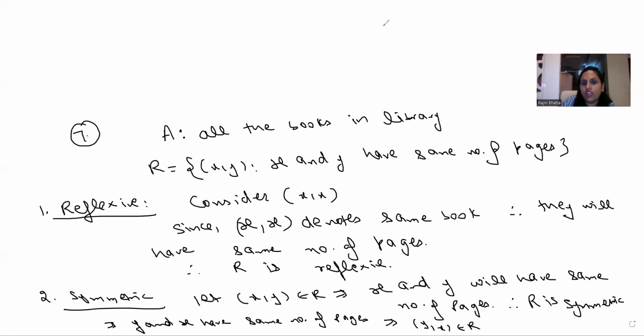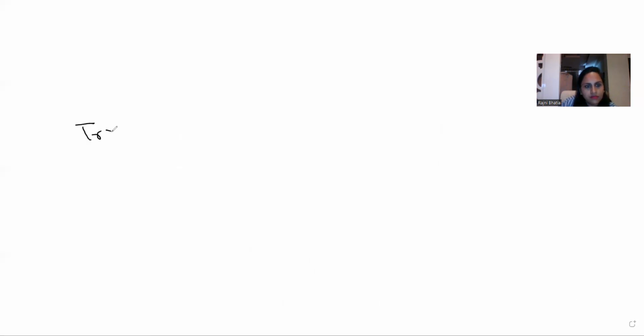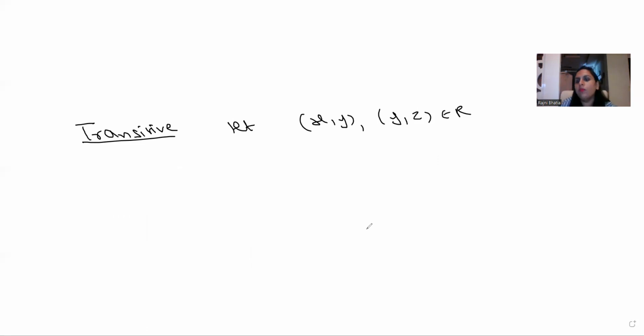Now, if we talk about transitivity, we will write let (x, y), (y, z) belong to R. So if (x, y) as an ordered pair belongs to R, that simply denotes that x and y will have the same number of pages. This implies x and y will have the same number of pages.